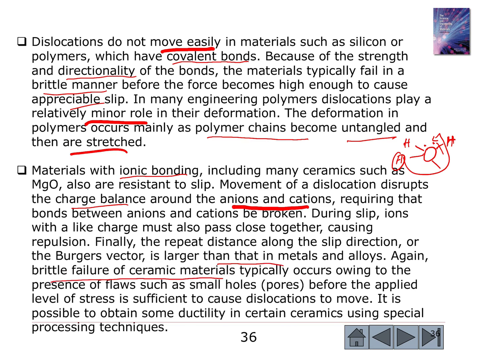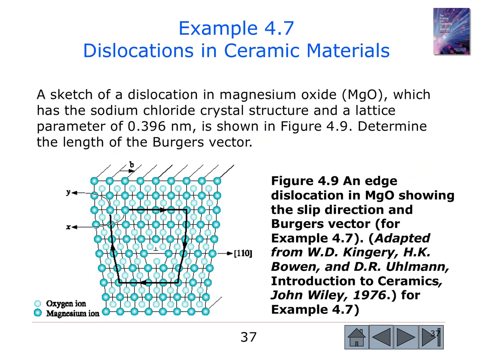Again, brittle failure of ceramic materials typically occurs owing to the presence of flaws such as small holes before the applied level of stress is sufficient to cause dislocations to move. It is possible to obtain some ductility in certain ceramics using special processing techniques.